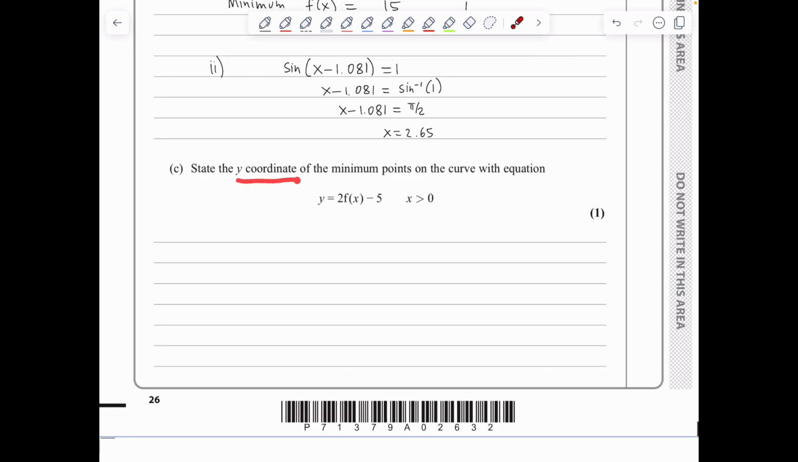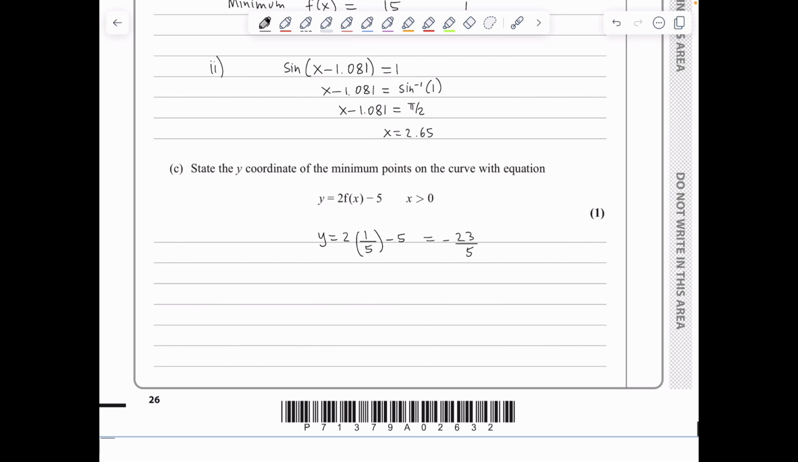In part C, we are asked to state the y-coordinate of the minimum points on the curve y is 2f of x minus 5. Well, we have found the minimum of f of x to be 1 over 5, so I will simply do y is 2 times the minimum of 1 over 5 minus 5, which gives an answer of minus 23 over 5.